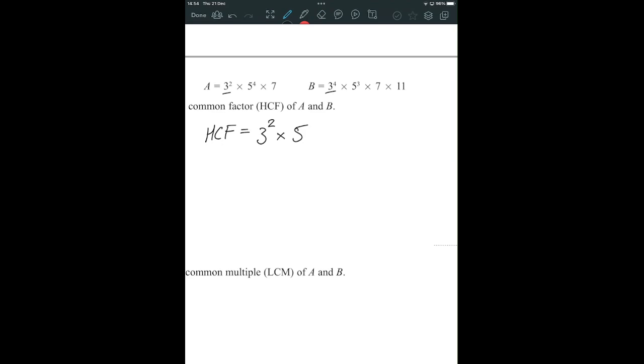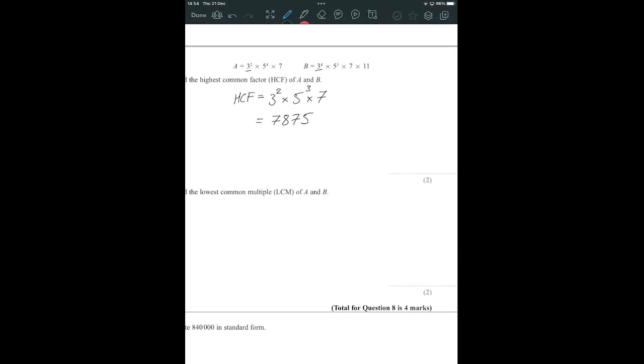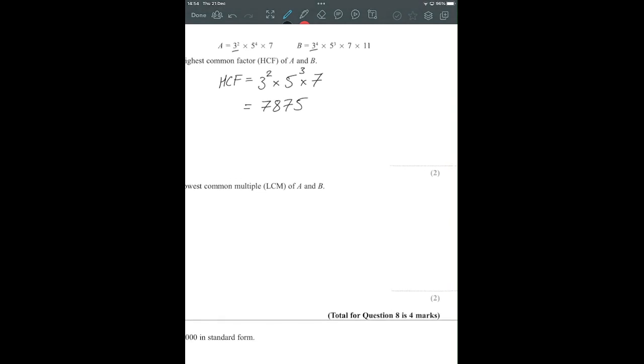The 5's, this time we're allowed 5 cubed. Any higher, we won't be a factor of B. There is also a 7 in common, but nothing else. Now the question didn't say give it in prime factor form, so I'm going to calculator that out. 7,875. Other way to do that question quite easily is via the Venn diagram.